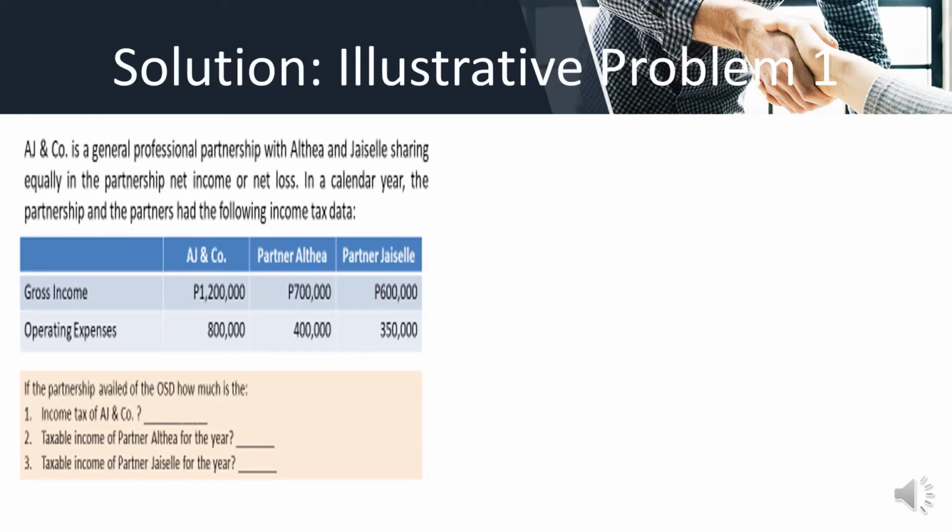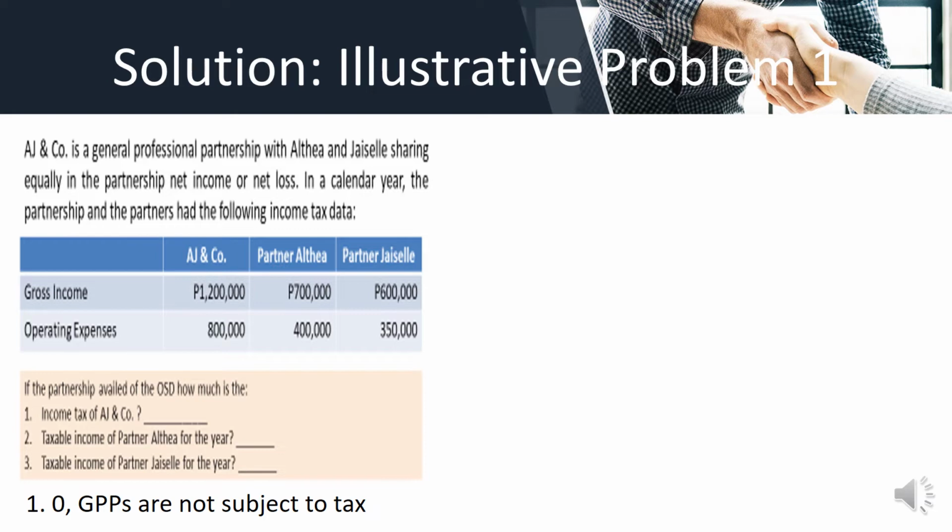So let's solve the problem. Take note that the partnership form is a general professional partnership as stated in the problem. And we have discussed that general professional partnerships are not subject to tax. So the answer for number 1 is 0. Since AJ and Company is a general professional partnership, take note that GPPs are not subject to tax.